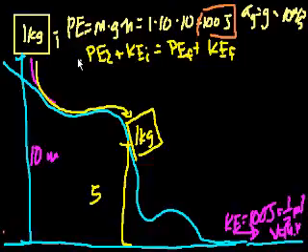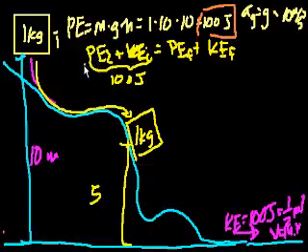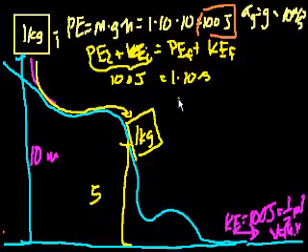Up here, what's the initial total energy in the system? Well, the potential energy is 100, and the kinetic energy is 0 because it's stationary. I haven't let go of it yet. So the initial energy is 100 joules. At this point, what's the potential energy? Well, we're 5 meters up. So mass times gravity times height. Mass is 1, gravity is 10 meters per second squared, and height is 5. So it's 50 joules. That's our potential energy at this point.